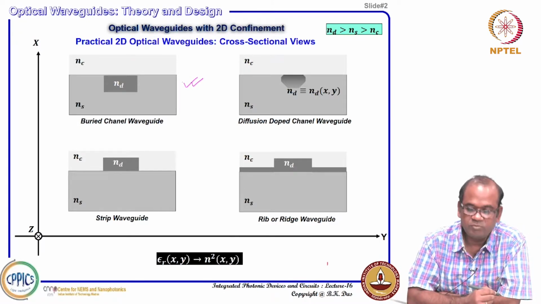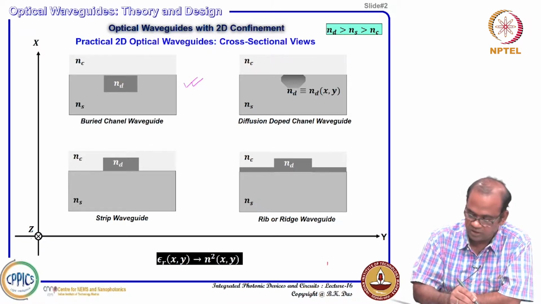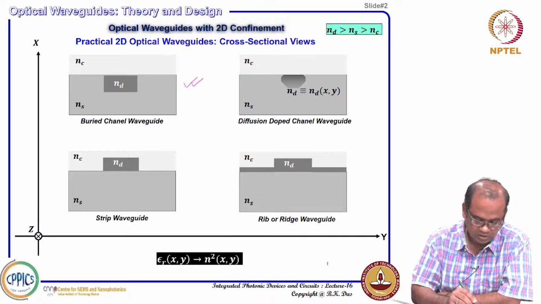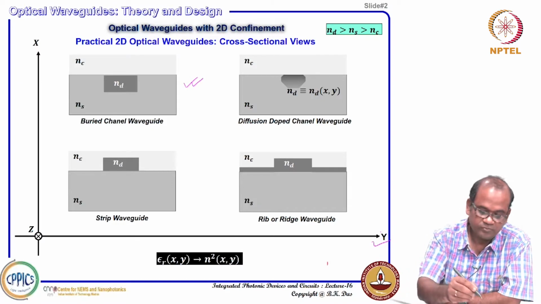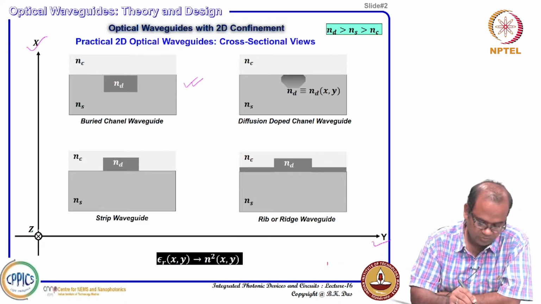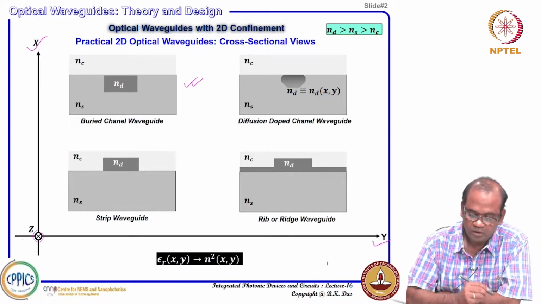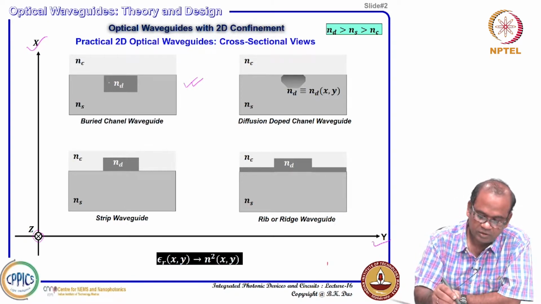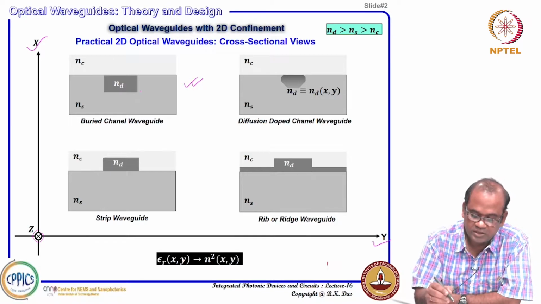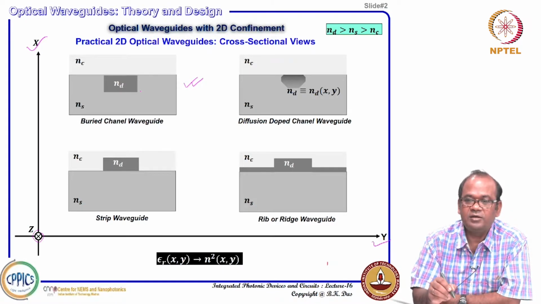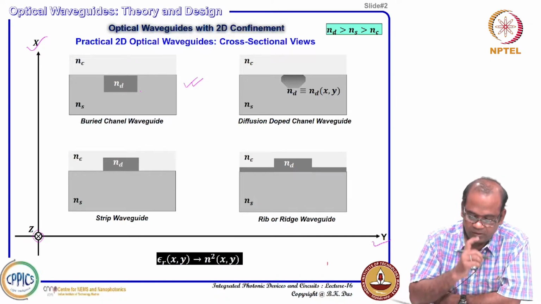It is a cross sectional view that is shown. So, if you consider this is the x axis, this is the y axis, and then the z axis is into the screen. Okay. And if you are considering it is a z propagating waveguide, then this type of cross section is continuous, invariant as a function of z.